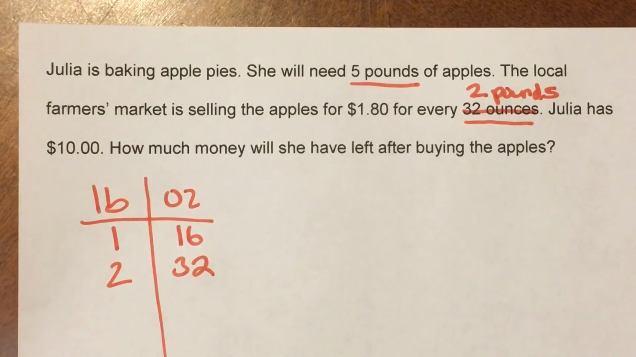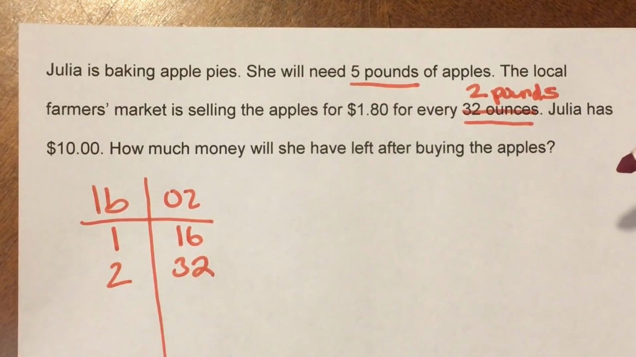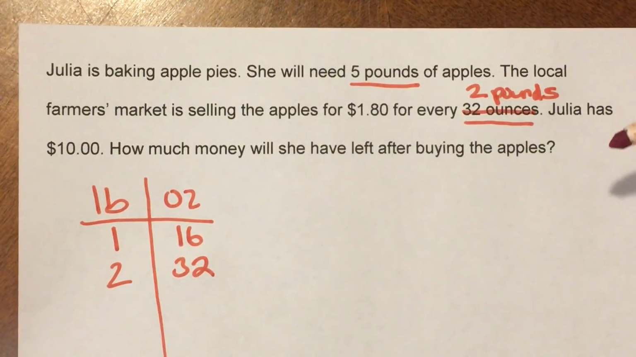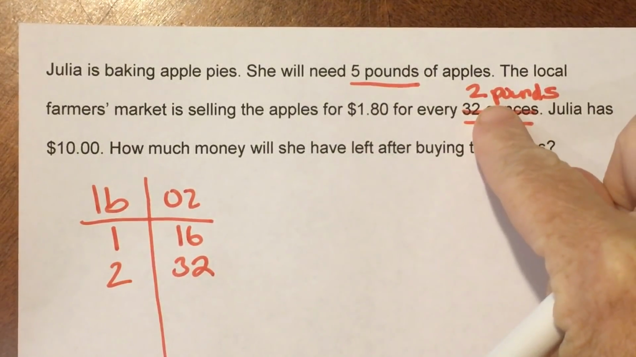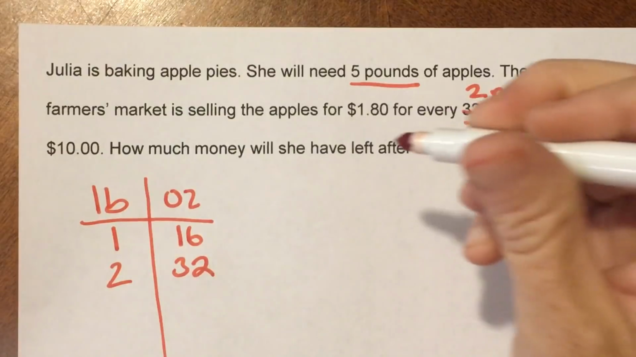So if she needs 5 pounds and they sell them in like 2 pounds, it doesn't actually say you have to buy 2 pounds at a time. It just says it's $1.80 for every 2 pounds. So I know that I'm not going to really be able to work with 2s because she needs 5. So I might figure out how much only 1 pound is going to cost.